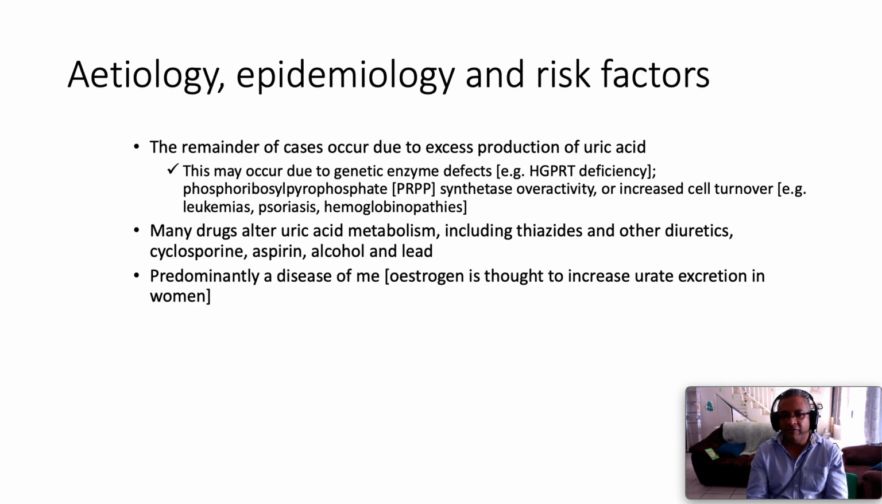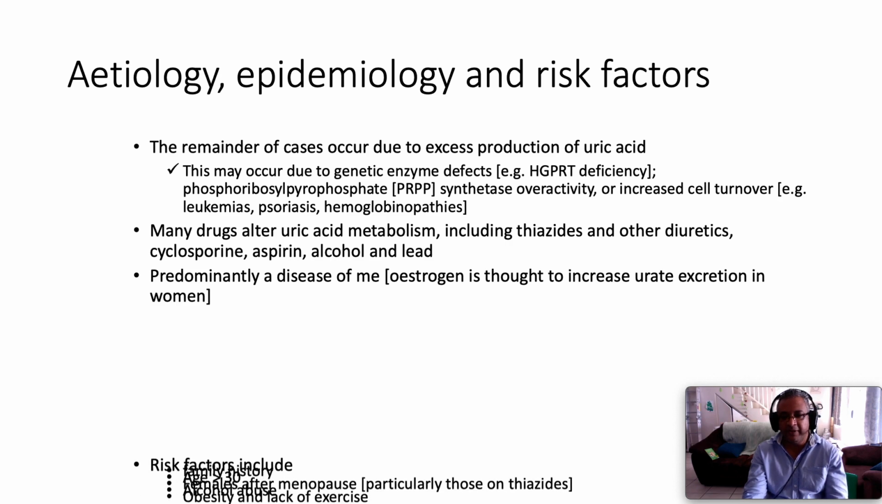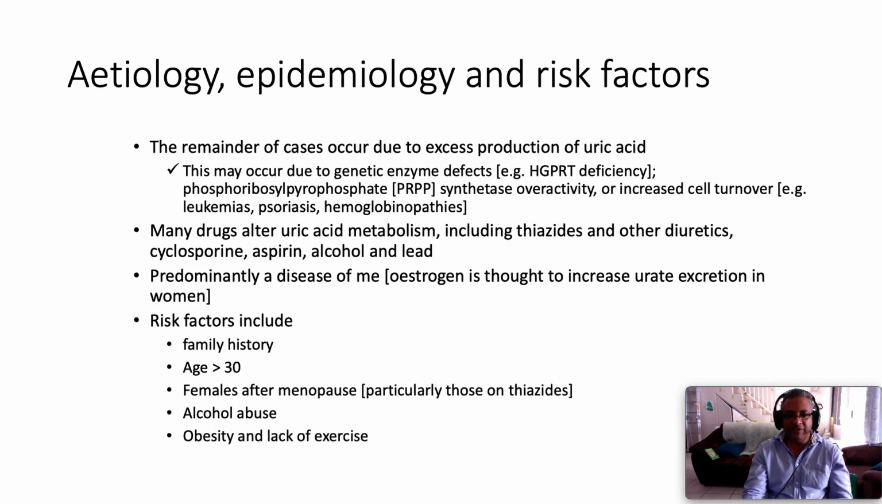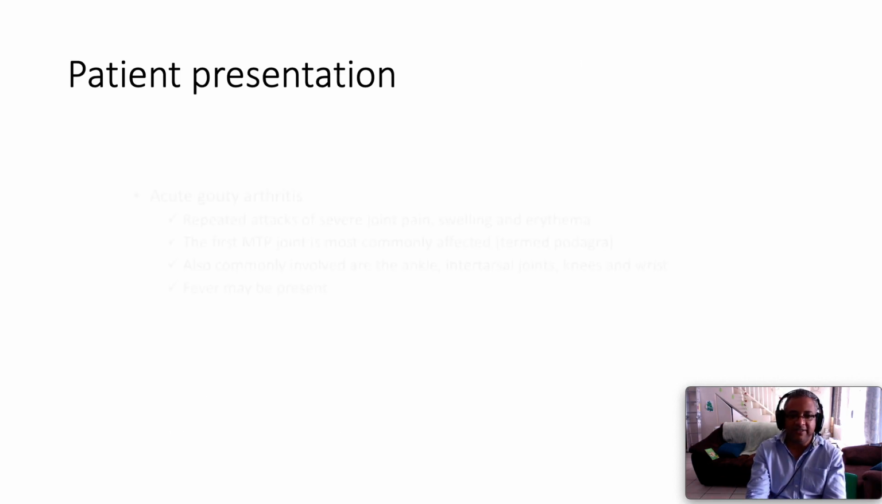Predominantly a disease of men, because estrogen is actually thought to increase urate excretion in women, kind of protective against gout in the females, right? So women are lucky there. Risk factors include family history and age above 30, females post-menopause, particularly those on thiazides, because post-menopause, the protective effect of estrogen is lost, right? Alcohol abuse, obesity, and lack of exercise.